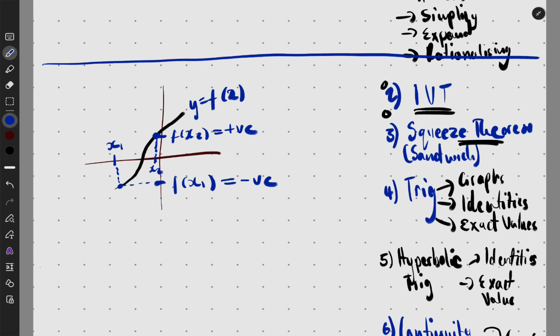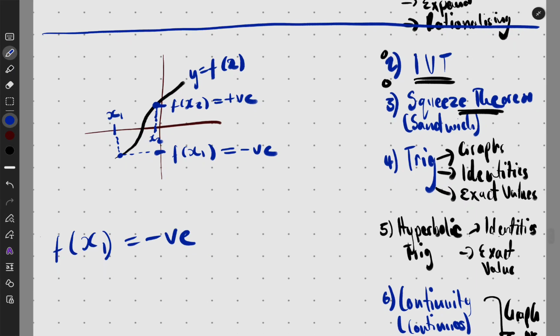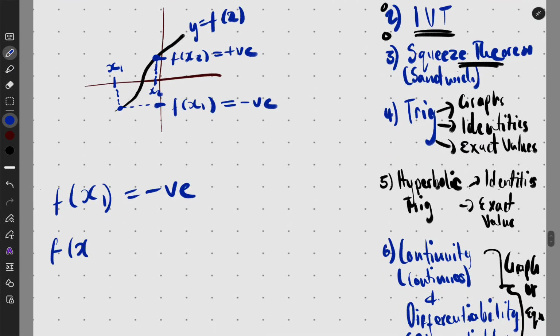Now, can I ask you a question? x1 gave us a what? f of x1 was negative. If you put x1 in f, you're going to get a negative value. f of x2 is a positive value. So one gave you a negative, one gave you a positive. What are you then seeing?